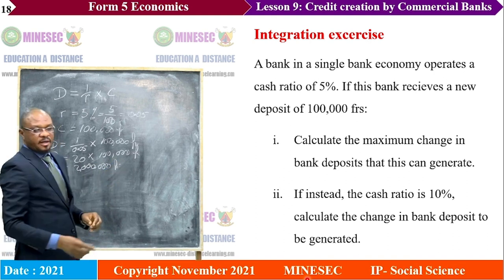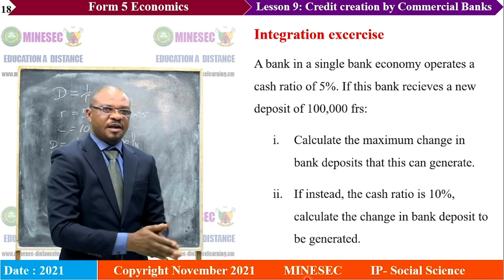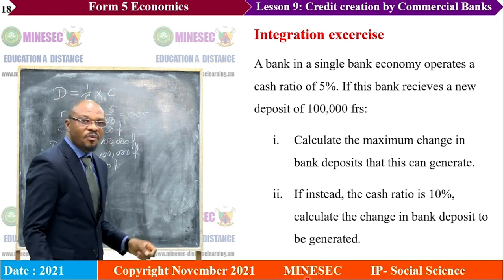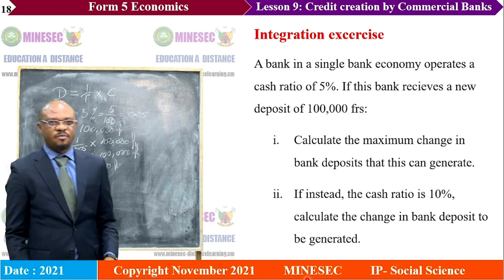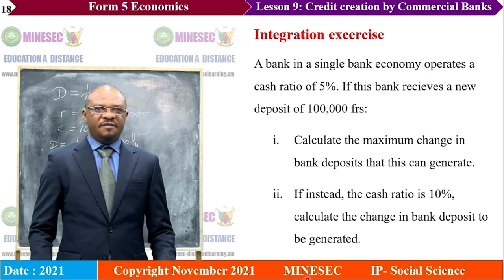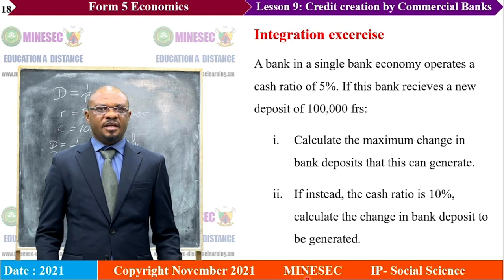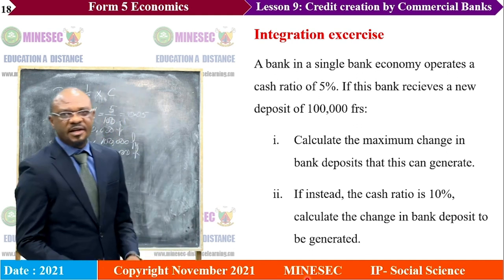So what does that mean? It means that the 100,000 francs deposited in the bank would eventually increase the money supply to 2 million francs. So look at the B part of the question. If instead the cash ratio is 10%, what would be the change in bank deposits to be generated?